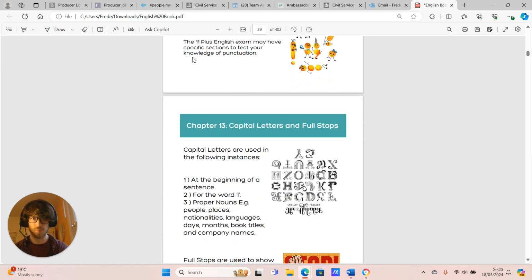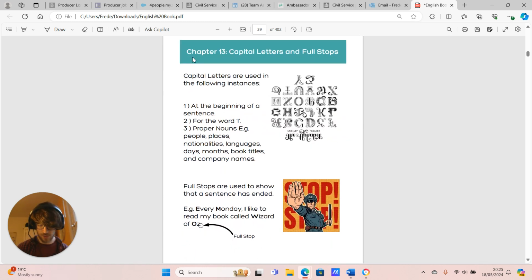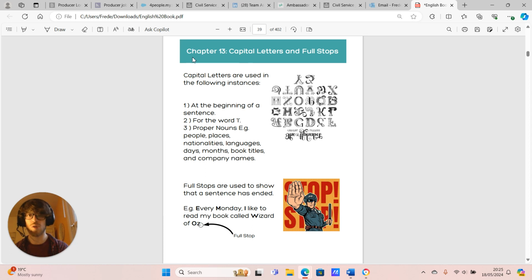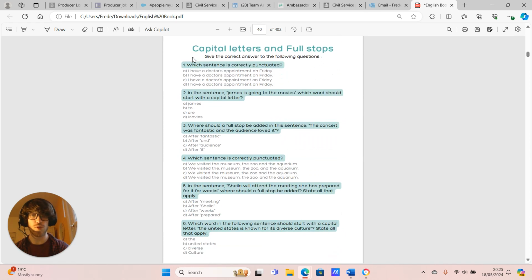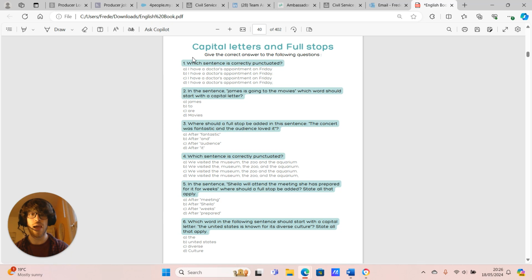So, let's look at our capital letters and full stops. Capital letters at the starts of sentences, the first person pronoun I always has to be capitalized, and proper nouns. You get a list of kinds of proper nouns there. It's something we've spoken about before: people, places, languages, nationalities, months, titles of things. And then full stops, of course, show that sentences have ended. Two very simple rules there. They should be simple, which means that you should find these sentences nice and easy.